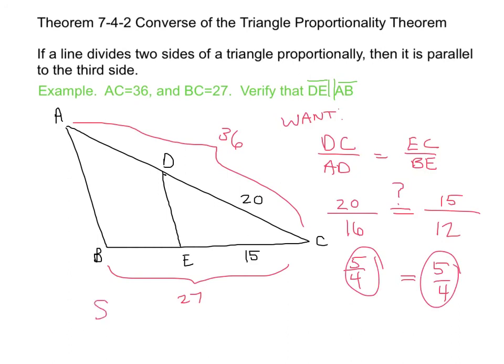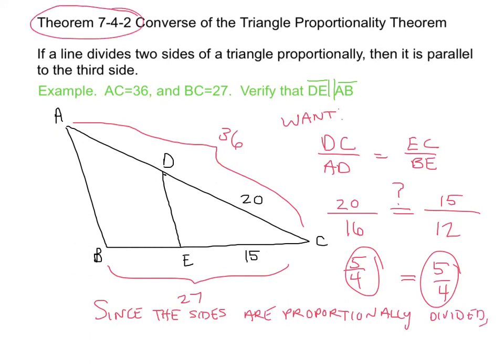And so since the sides are proportionally divided, then we can use this theorem. Then we say that theorem 7-4-2. I ran out of space there, but basically we saw that this is our work that we showed. We showed that, well, hey, they are proportional. So therefore, theorem 7-4-2 says that it has to be parallel.